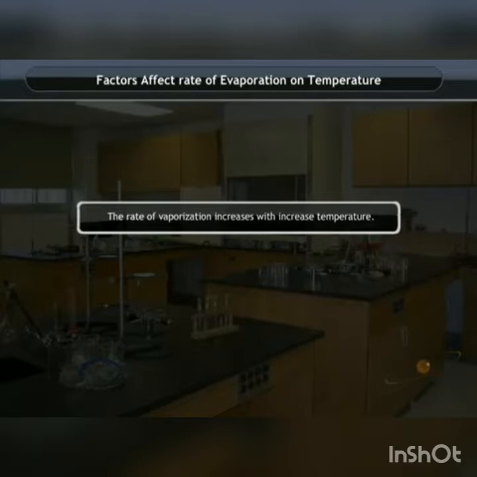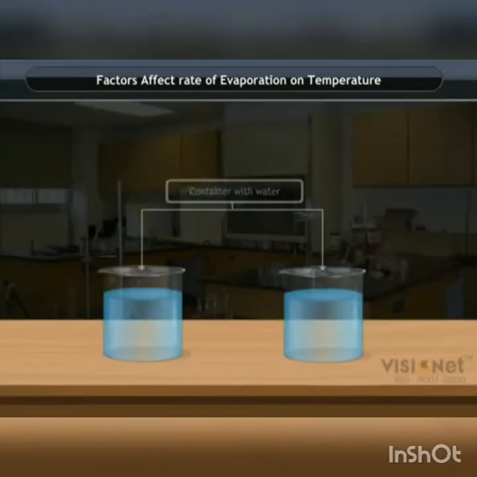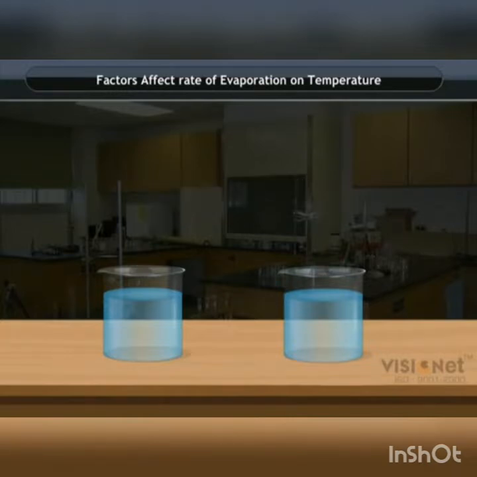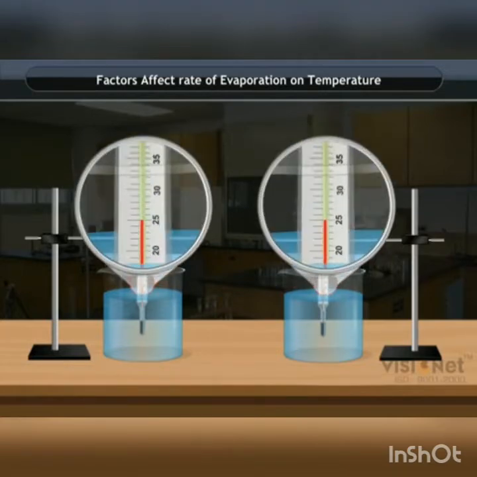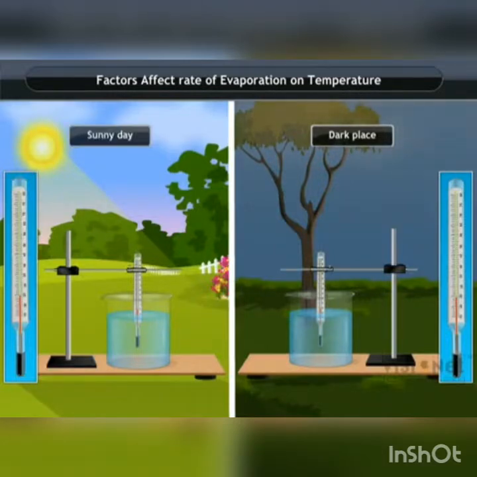Let us explain with the help of an activity. Take two containers of the same size. Fill the same amount of water in both containers. Insert a thermometer in both containers. Note the temperature. Place one in the sun and the other in a dark place. Note the temperature and observe the water level in both containers. We observed that the water level decreases in the container kept in the sun, while the level of water in the container placed in the dark place remains the same. From this activity we conclude that the rate of vaporization increases with the increase in temperature.